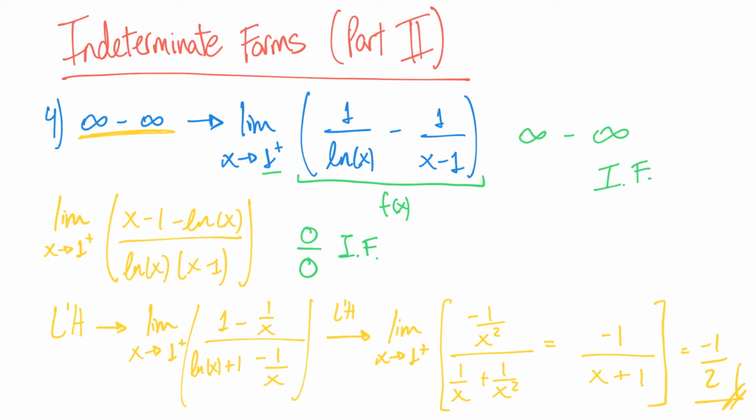So then, whenever we have infinity minus infinity, we're going to try to rewrite f of x to go to one of the indeterminate forms we talked about before, 0 over 0 or infinity over infinity.